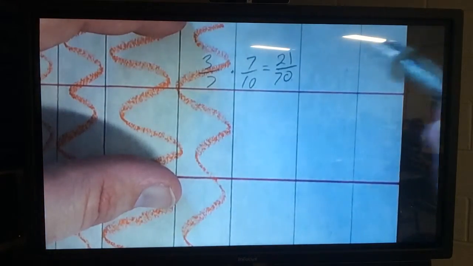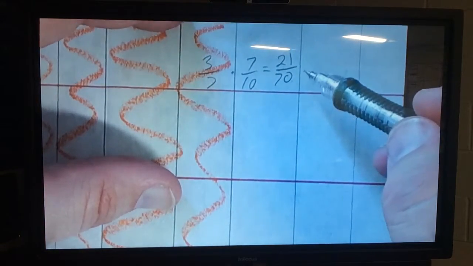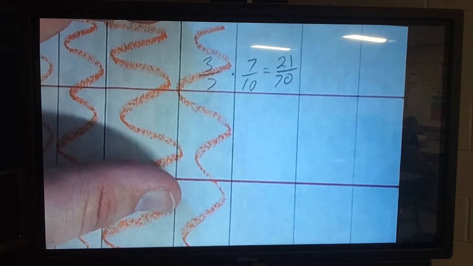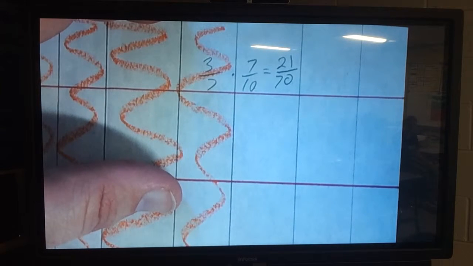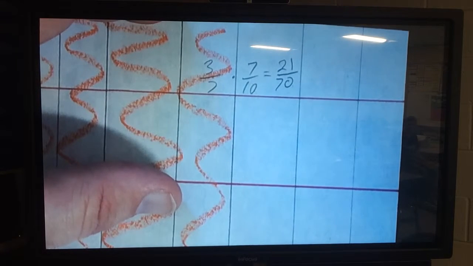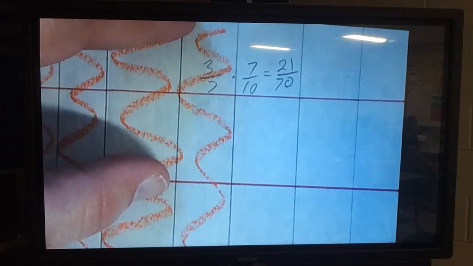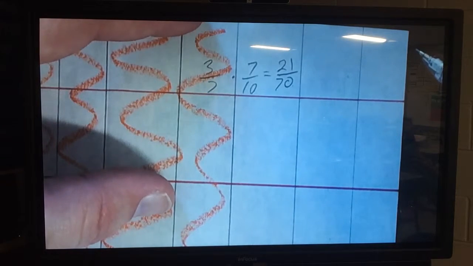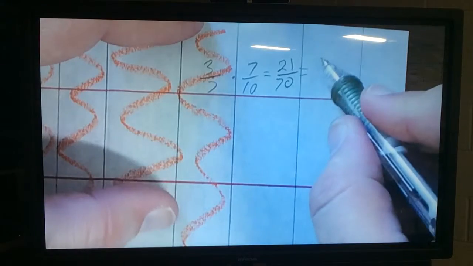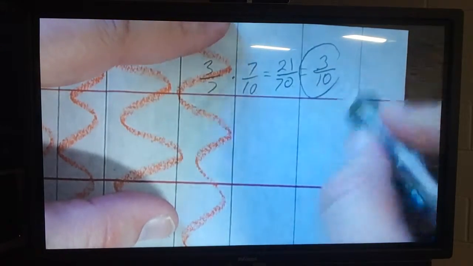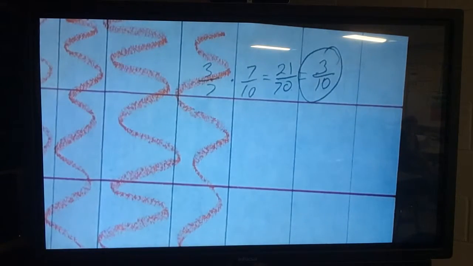Now I need to simplify my answer, reduce it to simplest terms. And I know that with 21 and 70, 2 is not a factor of both. 3 is not a factor of both. 4 is not. 5 is not. 6 is not. But 7 is. 7 is a factor of both, and that's the greatest common factor. So 7 will go into 21 3 times. 7 will go into 70 10 times. So my final answer is 3/10.